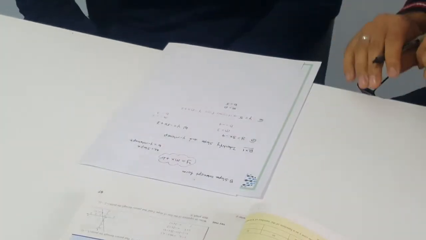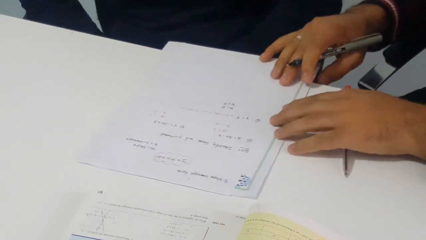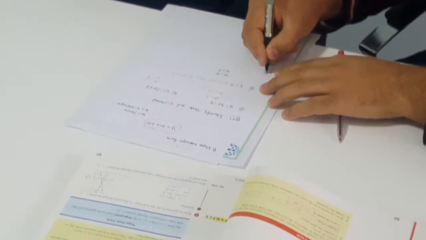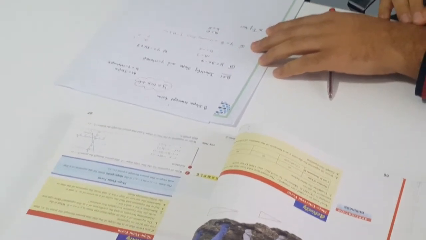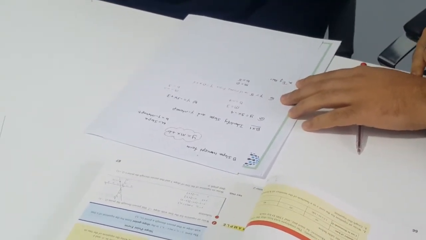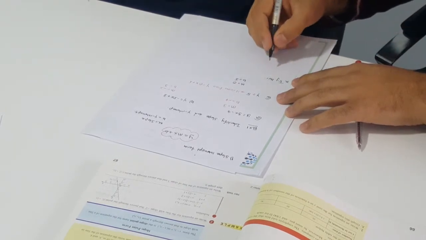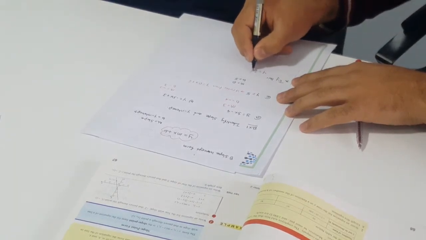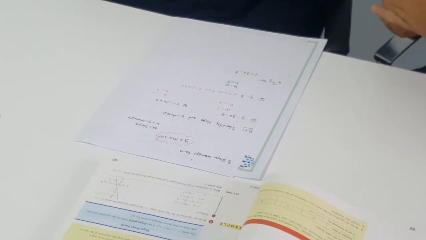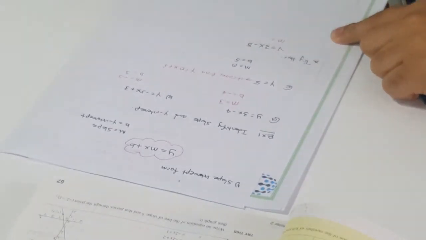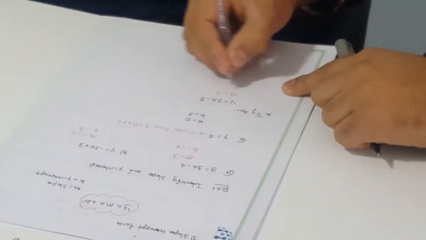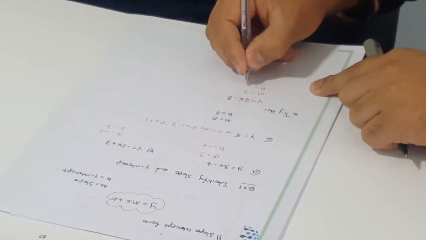Now we have a Try This also. We have to solve this one. Try this on page 67. Identify the slope and also the y-intercept. Y equal to 2x minus 8. What about the m? M is equal to what? M equal to 2. B is equal to minus 8.